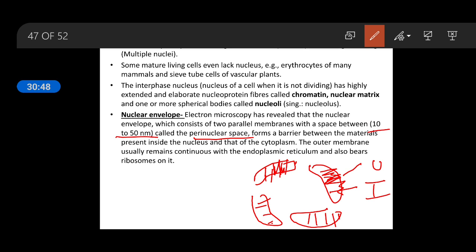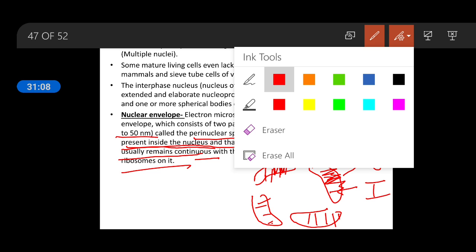Nuclear membrane, which forms the barrier between the materials present inside the nucleus and the cytoplasm. The outer membrane usually remains continuous with the endoplasmic reticulum, as we have seen in the diagram, and it also bears ribosomes.